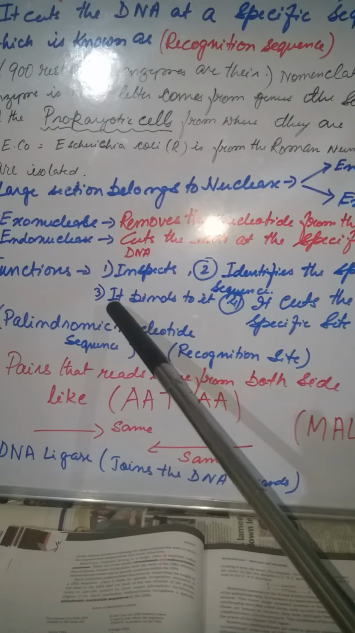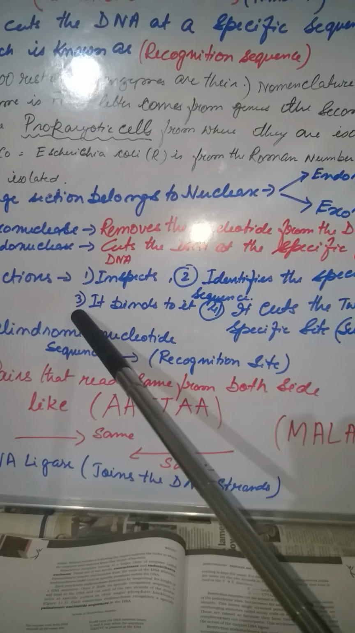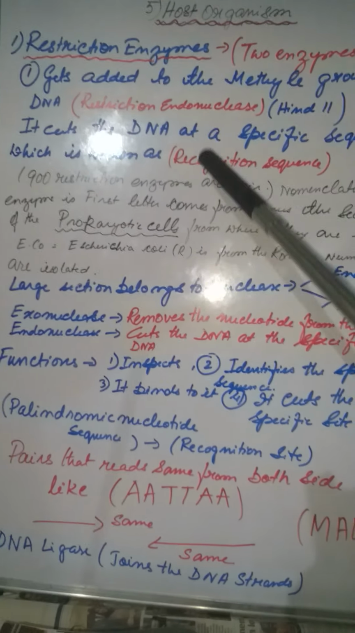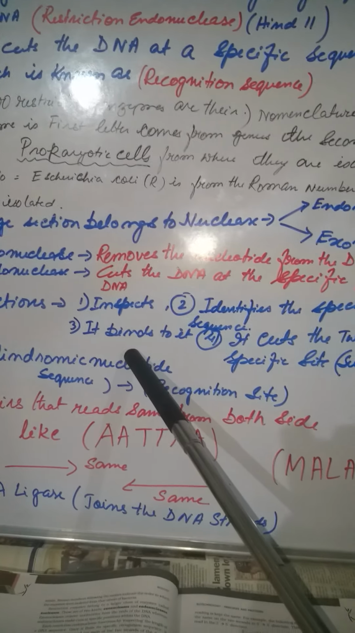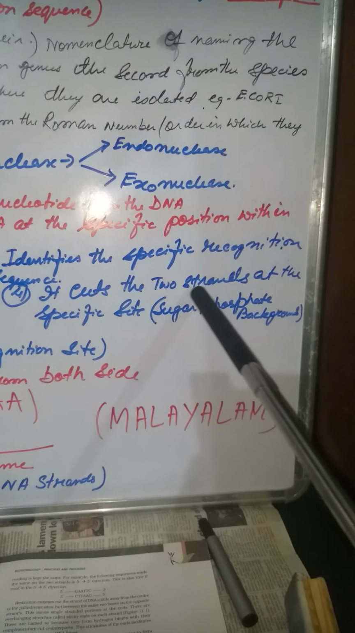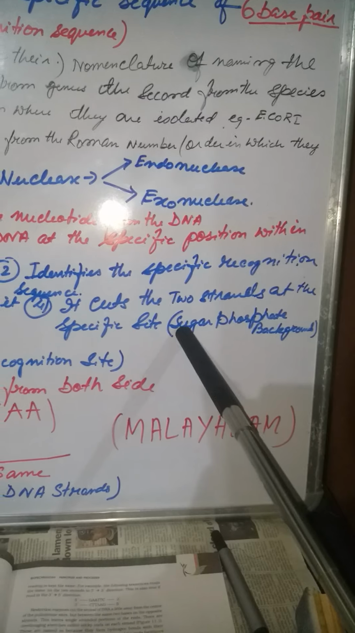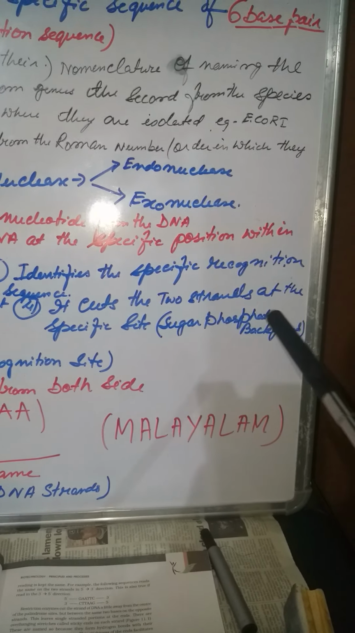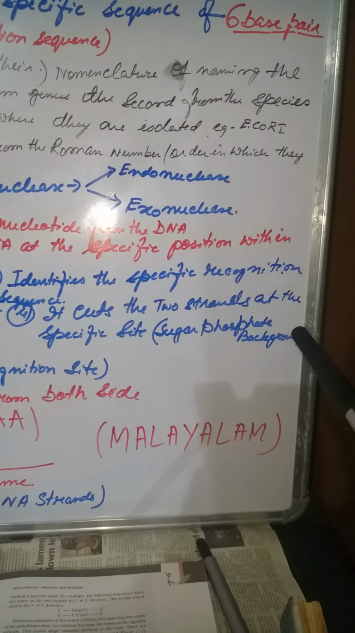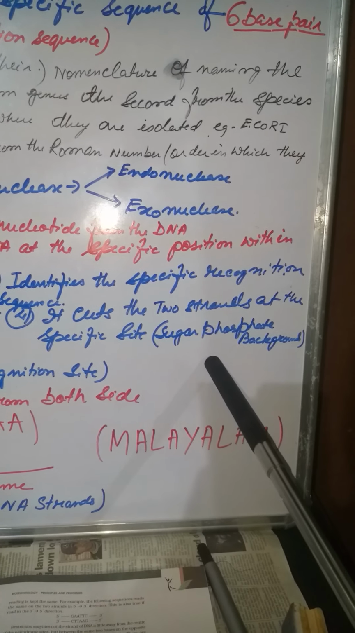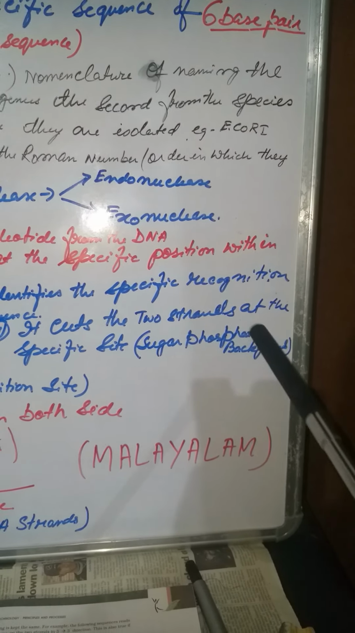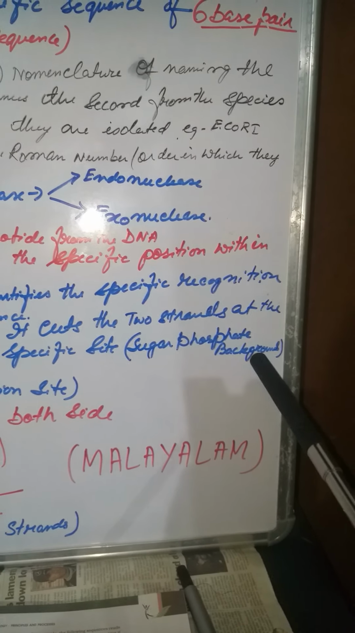After that, it binds to the specific recognition sequence. Once it binds, the endonuclease finally cuts the two strands at the specific site of the sugar phosphate backbone. You have a sugar phosphate group, adenine and guanine, that means a nitrogenous base, a sugar phosphate backbone, and hydrogen bonding. They do not cut the hydrogen bonds, they only cut the backbone.